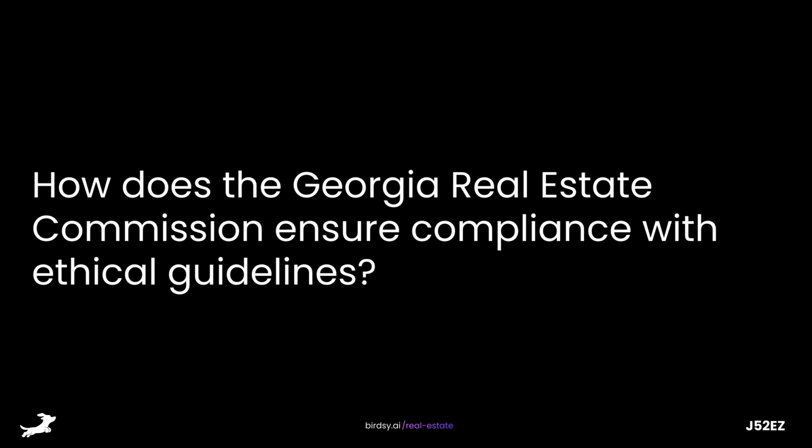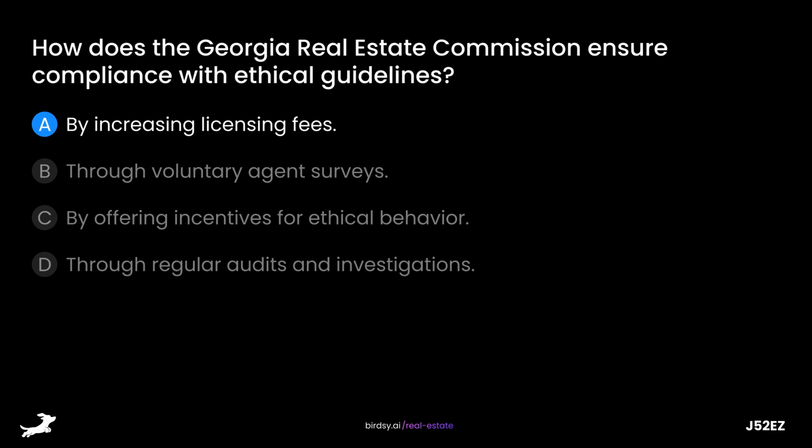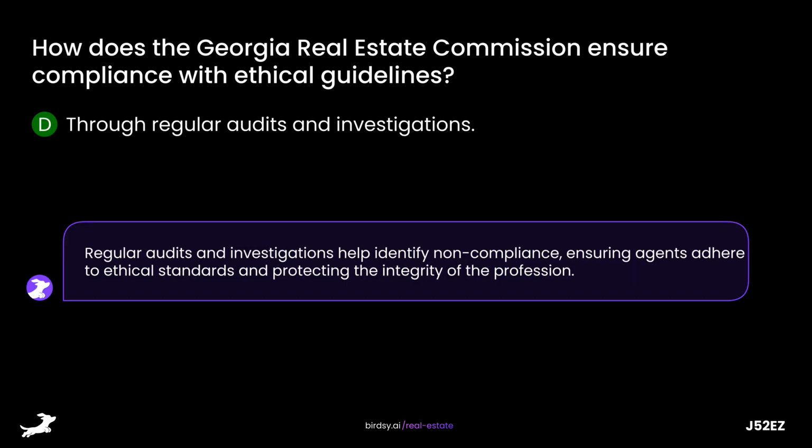How does the Georgia Real Estate Commission ensure compliance with ethical guidelines? Is it A. by increasing licensing fees, B. through voluntary agent surveys, C. by offering incentives for ethical behavior, or D. through regular audits and investigations? The answer is D. through regular audits and investigations. Regular audits and investigations help identify non-compliance, ensuring agents adhere to ethical standards and protecting the integrity of the profession.